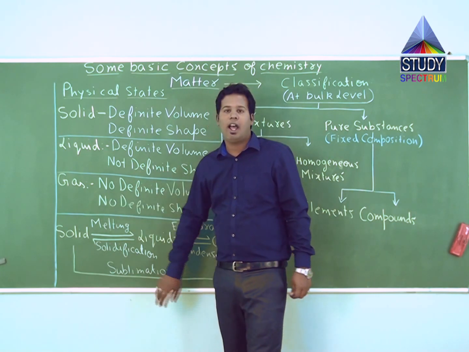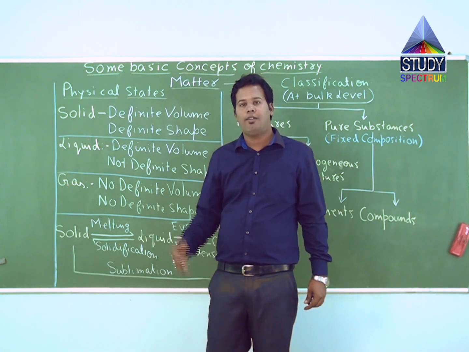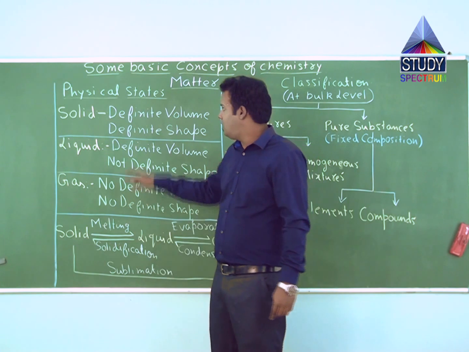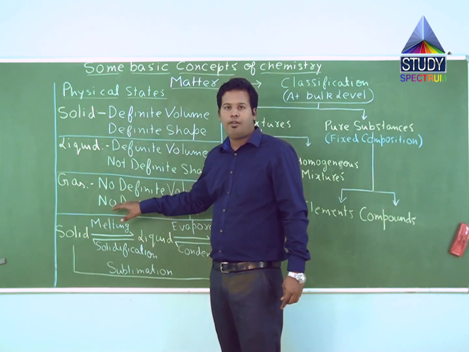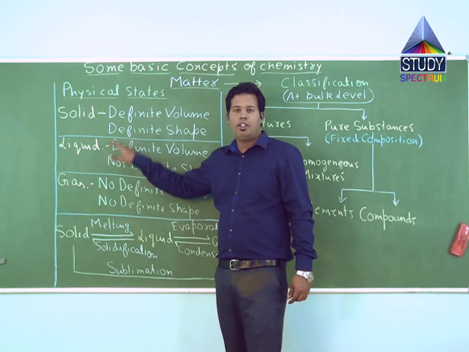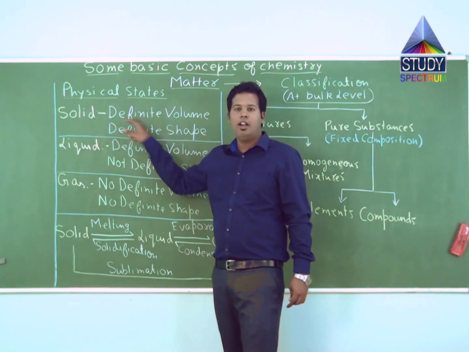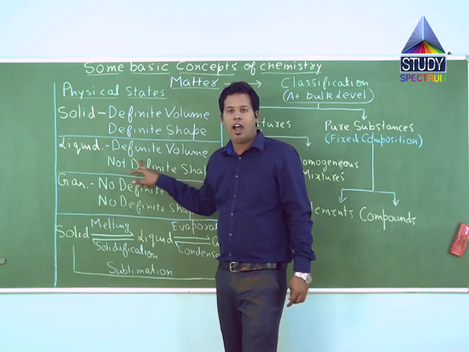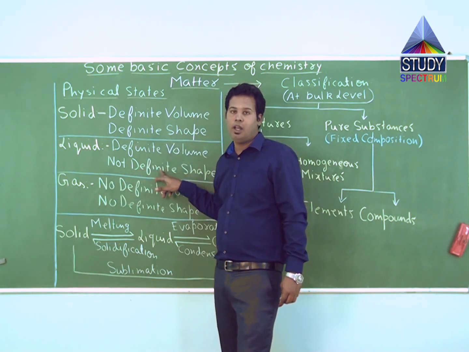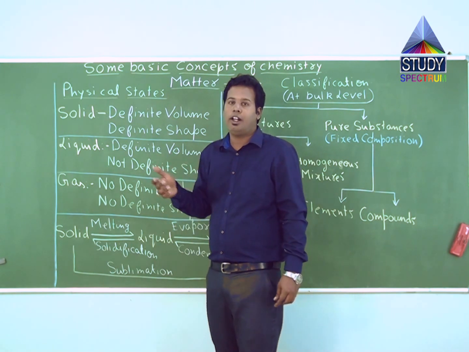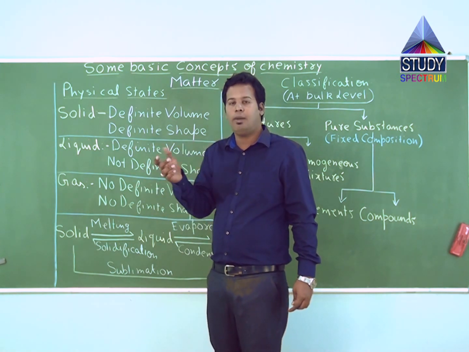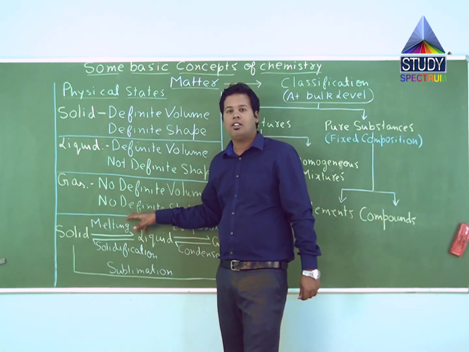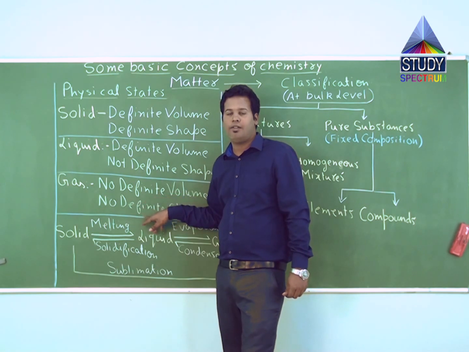Whereas if you talk about gas, it does not have any definite volume or definite shape. It can have any shape and it can have any volume. So these are the different physical states of matter: solid tells us that it has definite volume and definite shape. Liquid tells us that it can have definite volume but not definite shape. It can take any shape you want it to take. You pour it into any shape, it will take the shape of that particular container itself. Whereas a gas does not have a definite volume or a definite shape.